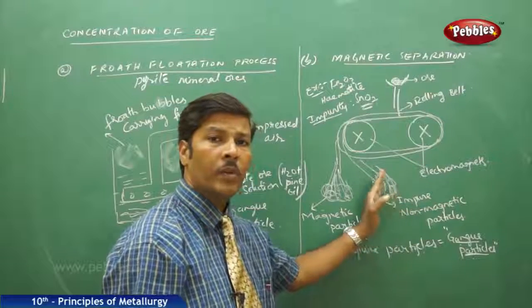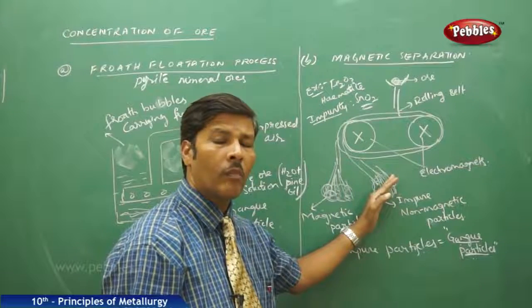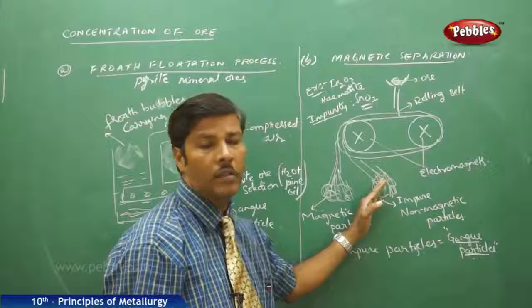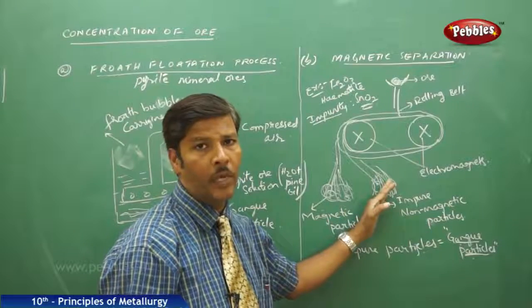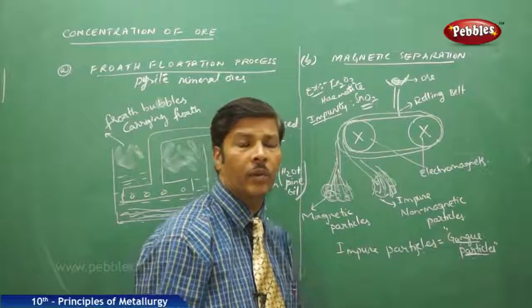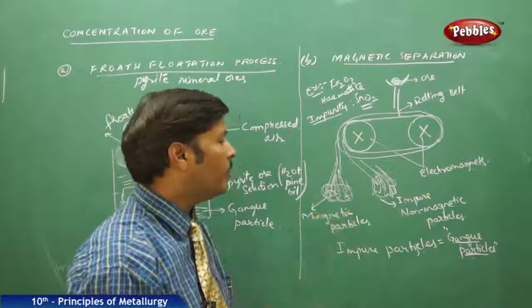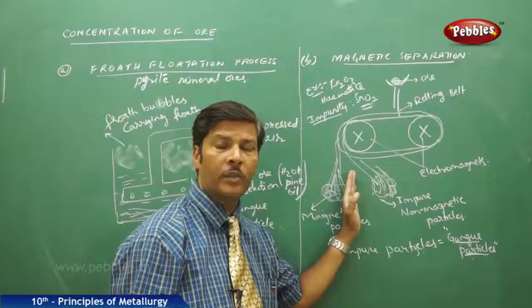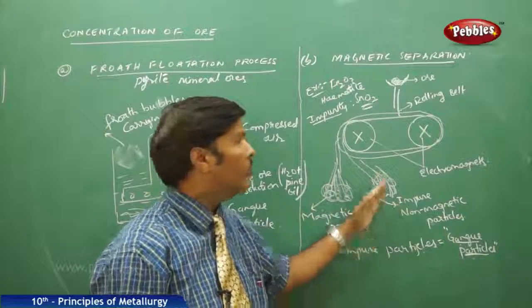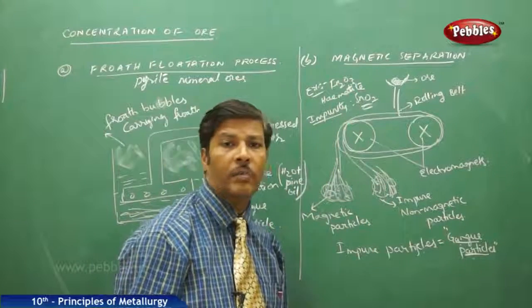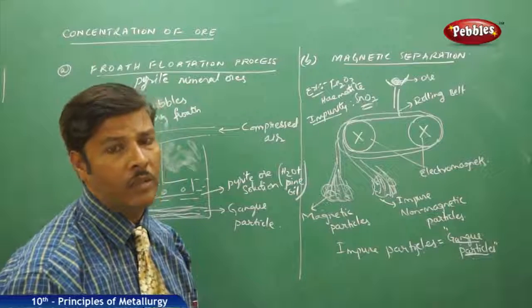In this way, because of the difference in the magnetic and non-magnetic nature of the particles, the impure particles are separated in the form of a separate heap, and the magnetic particles of the mineral ore form another heap. This is how we can successfully separate the ore particles from the impurities in electromagnetic separation, and these two methods are very, very important.